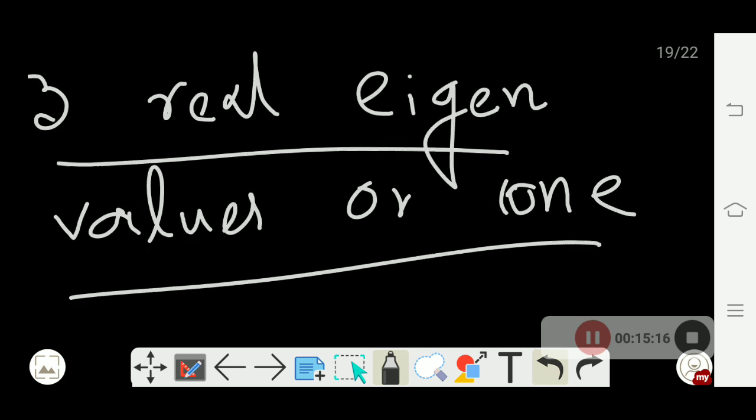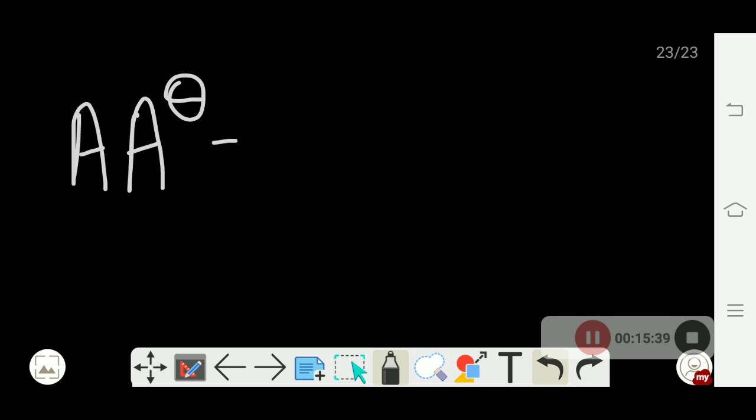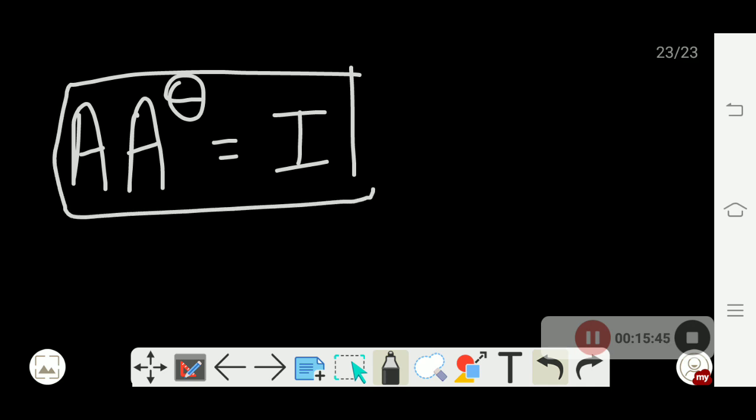This is only applicable for a real matrix. The entries are real, not Hermitian or like that. So you would remember what a unitary matrix is. Suppose there is a matrix A multiplied with its transpose and conjugate, which gives you the identity matrix. Then the matrix A is known as a unitary matrix.